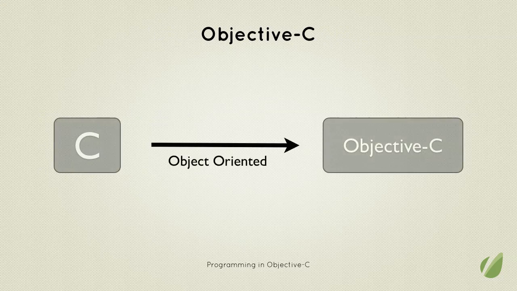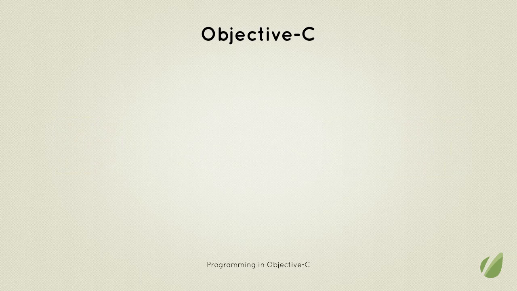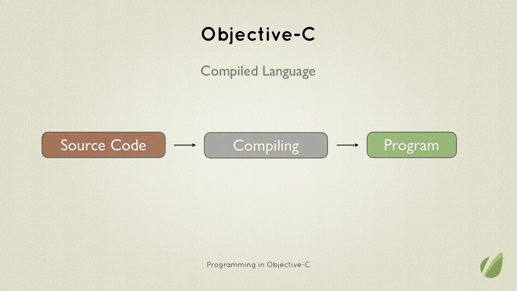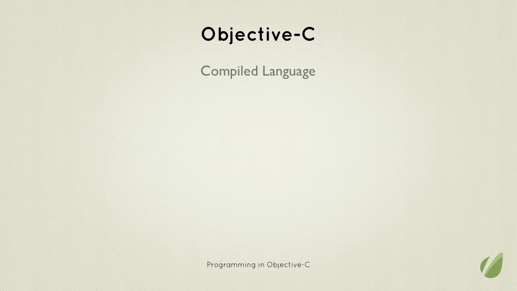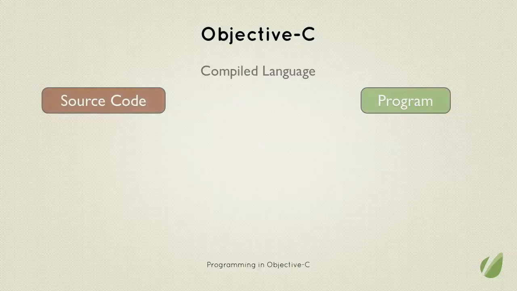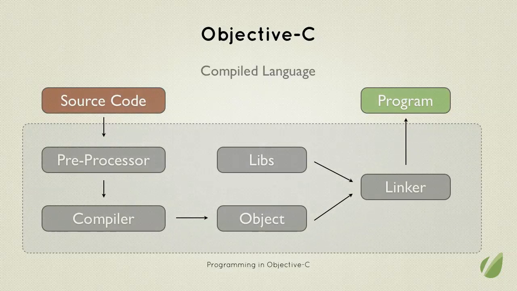Objective-C was designed to add object-oriented capabilities to the C language, with a set of extensions mostly based on Smalltalk. It's a compiled language. Your source code passes through a compile procedure to be transformed into a program that can be executed. The compile procedure is a set of linked steps. Each of them has its own different goals.